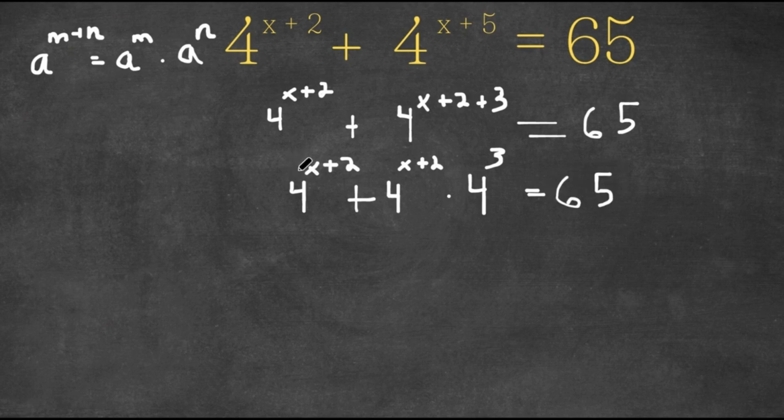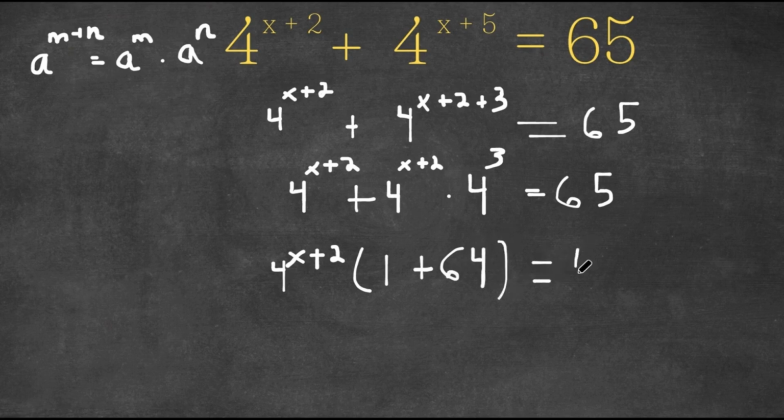So now I'm going to factor out 4 to the power of x plus 2 from the left side of this equation. So if I do that, we get 4 to the power of x plus 2 times 1, plus 4 to the power of 3, and 4 to the power of 3 is 64. Now, 1 plus 64 is 65, right?